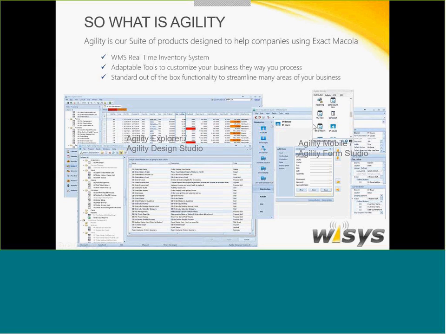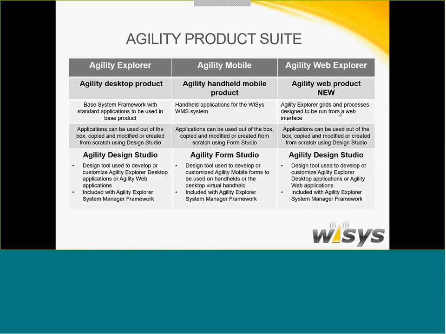And we have our Agility Mobile, which everyone knows us for, those handheld applications for our WMS system. And the Agility Form Studio is a tool that is used to design the forms used for the handhelds or the virtual. So we have Agility Explorer, Agility Mobile, the Agility Design Studio and Agility Form Studio. And then coming in our next product in 566, we will have the Agility Web Explorer, which is a tool that runs grid-based applications similar to Agility Explorer just from the web interface. And Agility Design Studio is the tool that is used to work with and create those Agility Web Explorer applications.